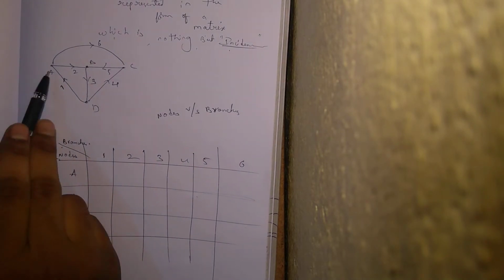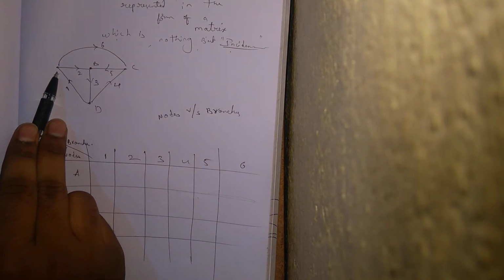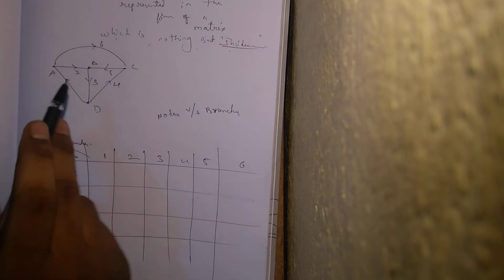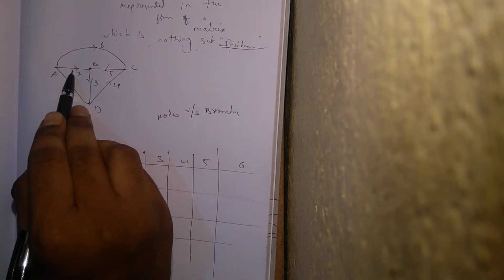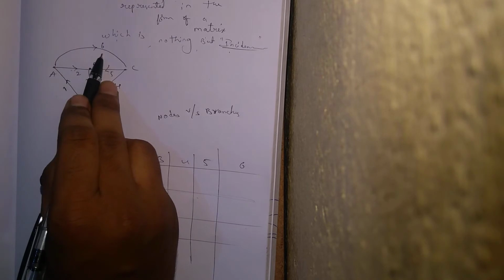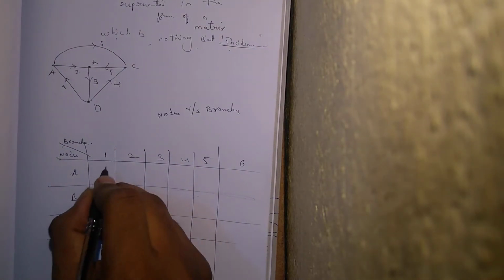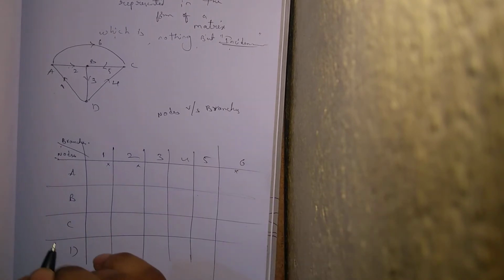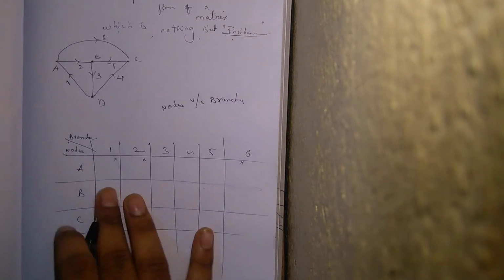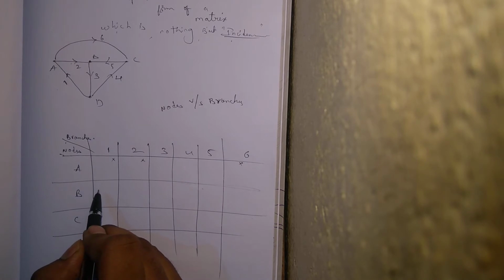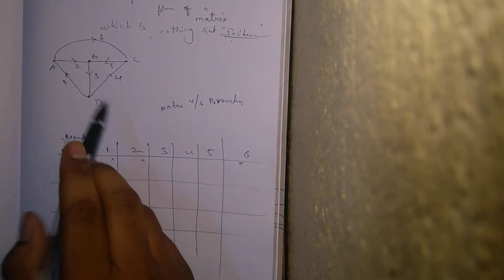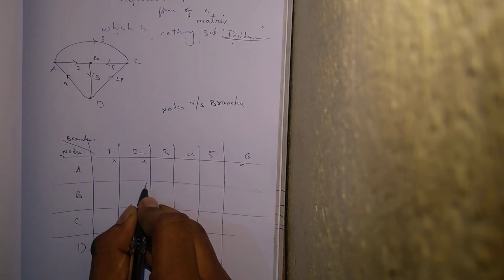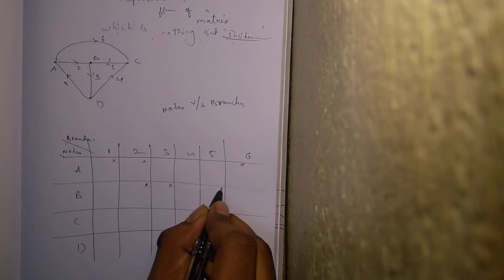See, this is my node A, right? So what are all the branches associated with node A? Branch 1 is associated with node A. Branch 2 is also associated with node A. Branch 6 is also associated with node A. So I'm just marking them, branch 1 and branch 2 and branch 6. Got it? And what are all the branches associated with node B? 2, 5 and 3, right? So this is 2, 3 and 5.